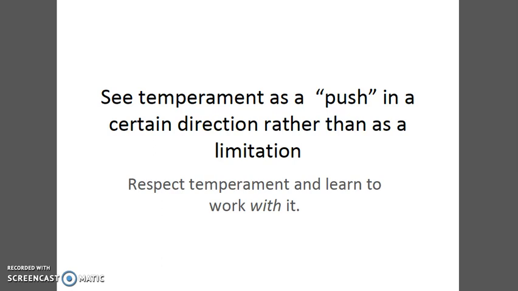See temperament as a push in a certain direction rather than a limitation. Respect temperament and learn to work with it. Stella Chess said, "All temperament expression is within a normal range. Barring a life-altering event, a person's temperament traits are pretty stable. However, a life-altering event could alter your basic temperament. Even if people have similar temperaments, their life experience is not going to be the same. Therefore, they are individuals. To truly understand a person, you need to know the details.